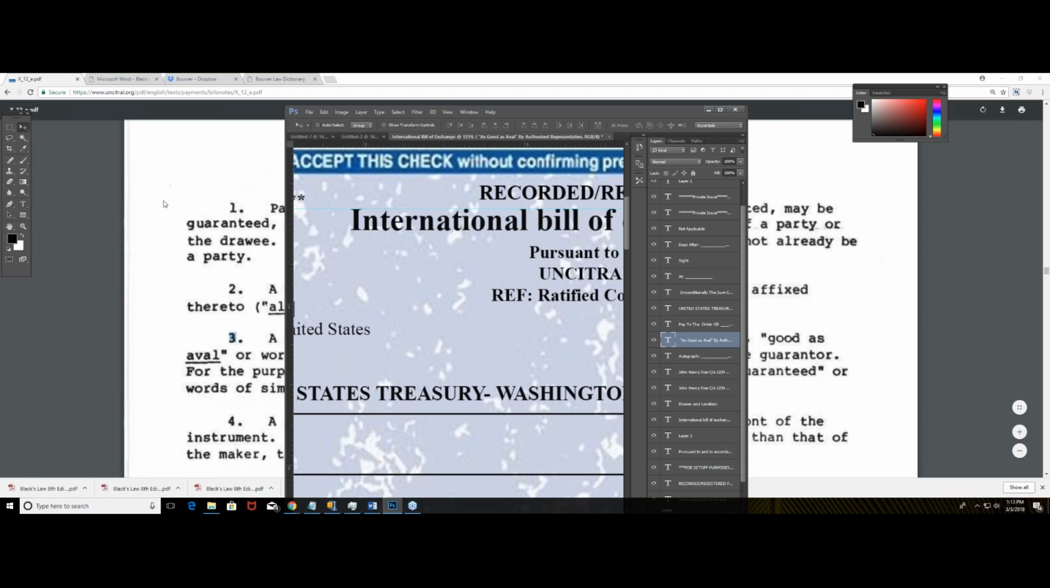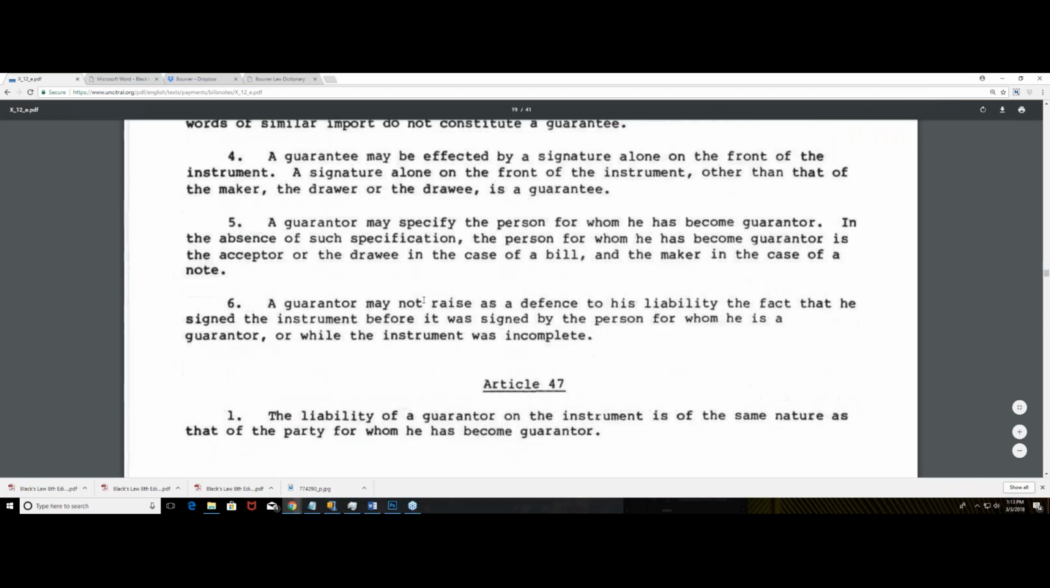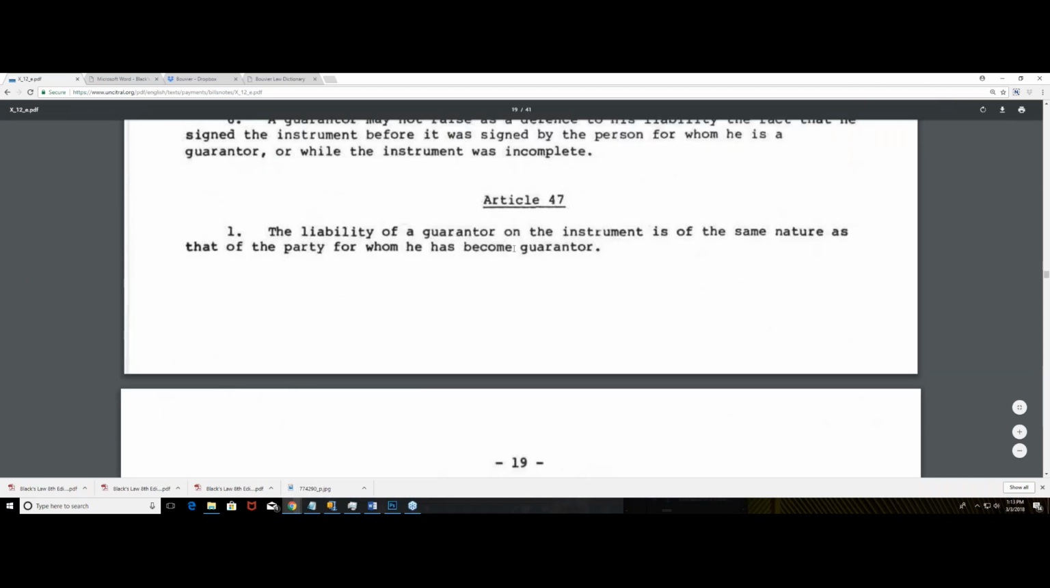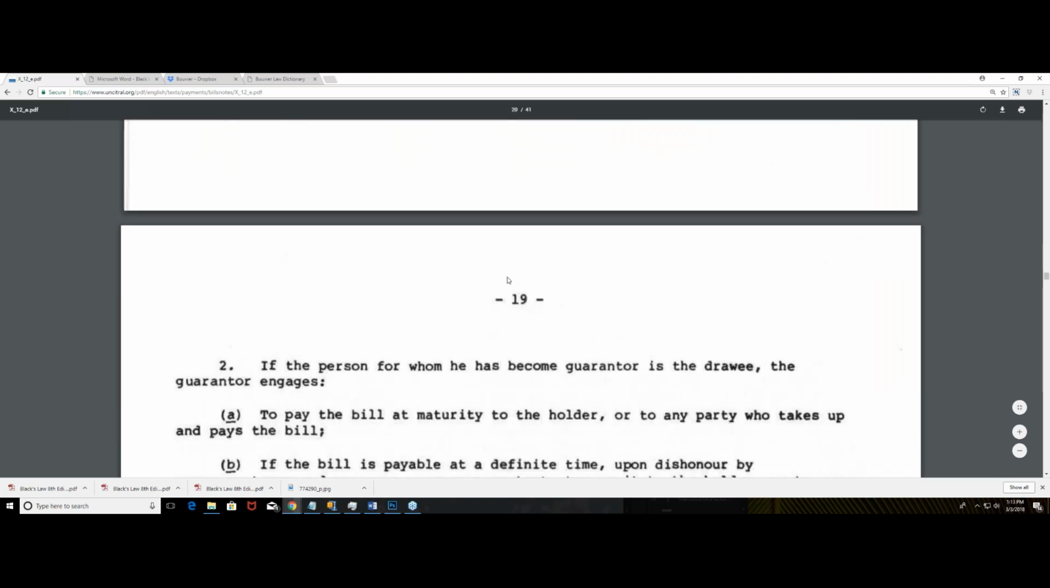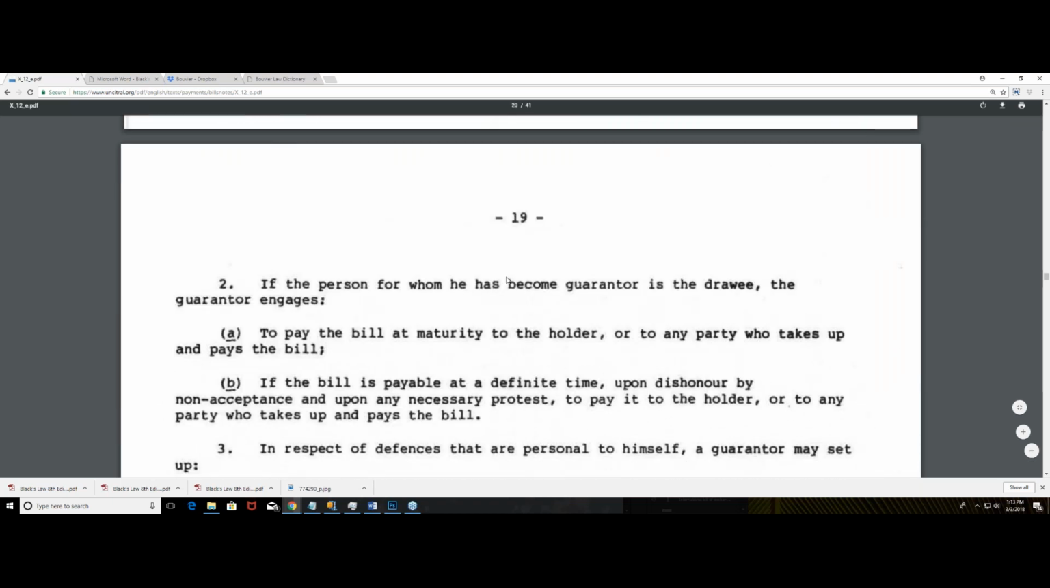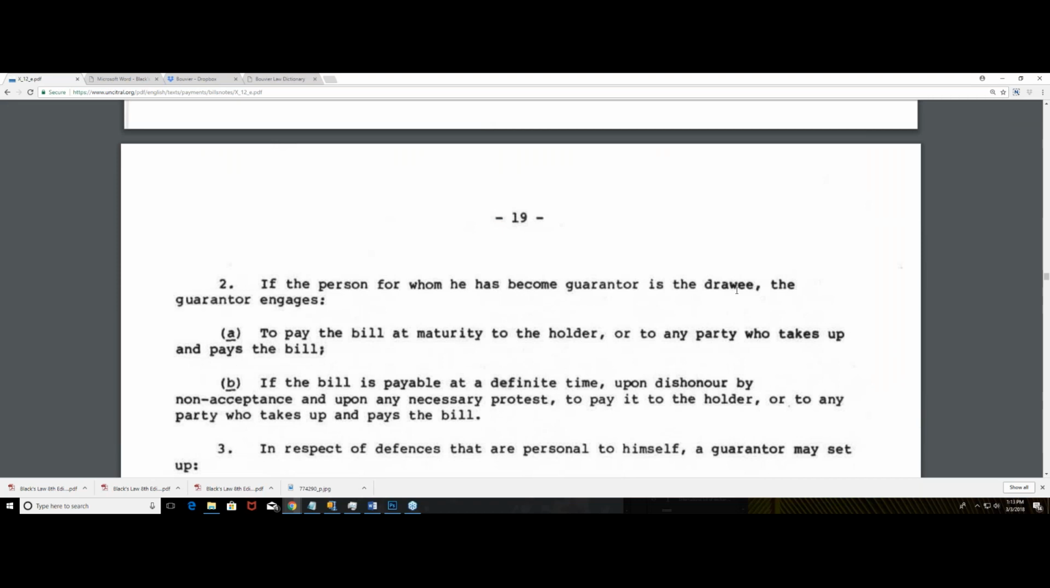So we just got to reading 46, 3. Let's go back over and look at 47. The liability of a guarantor on the instrument is of the same nature as that of the party for whom he has become the guarantor, like a cosigner. If the person for whom he has become guarantor is the drawee, which is what you're doing, the guarantor engages to pay the bill at maturity to the holder or to any party who takes up and pays the bill. Ultimately, at the end of the day, these are negotiable instruments or credit instruments. You're ultimately responsible for the payment of it.